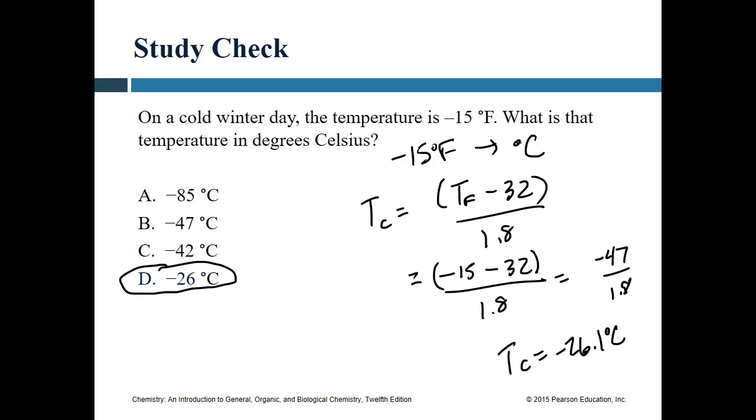If I have a measured value like that, I'm just going to match the measured value. So the measured value here was -15 degrees. It had no decimal places. It would make sense that my answer here also had no decimal places as well. And so that -26.1, I could easily just turn into -26. And that's where the answer that we got comes from.